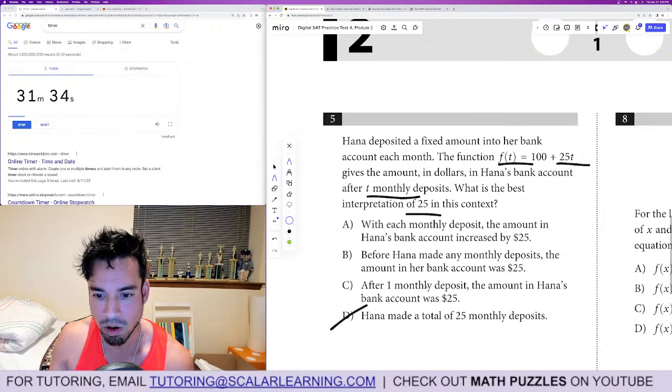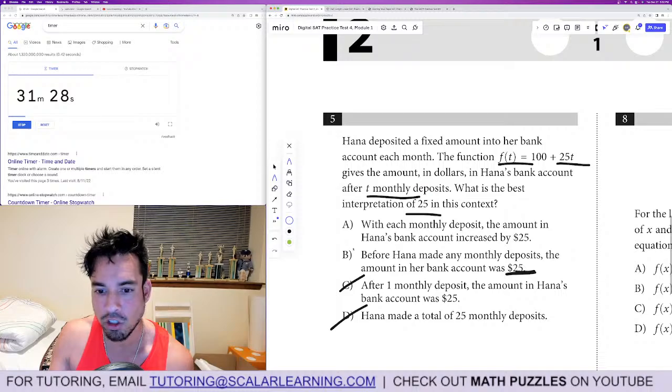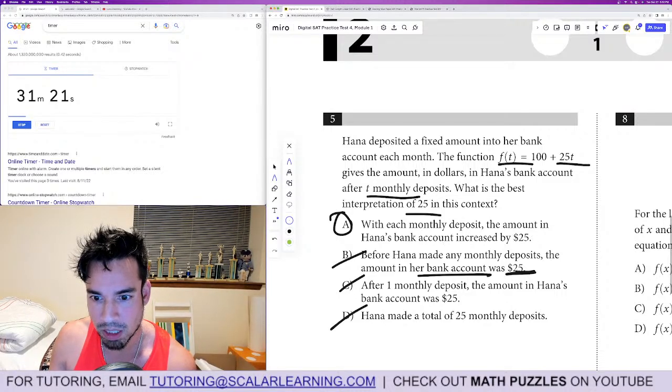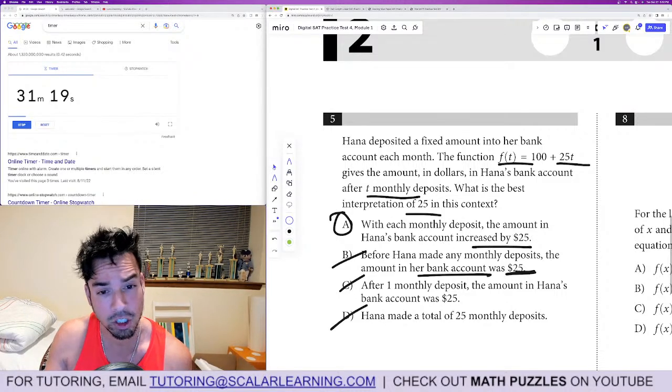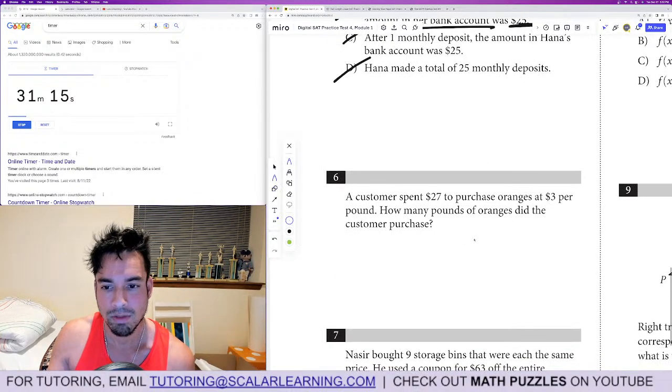So this is wrong. 1 monthly deposit. No, because you plug in 1, it's 125. Nope, this would be what 100 is. Before Hannah made any monthly deposits, the starting value is 25. Nope, it's got to be A. With each monthly deposit, the amount increased by 25, aka she's depositing 25 per month. Boom, done. Number 6. All right, now we get to these fun free response questions.